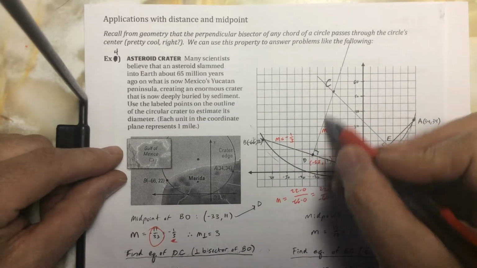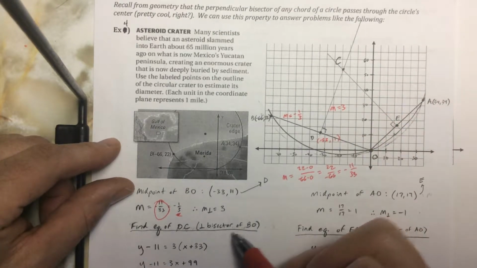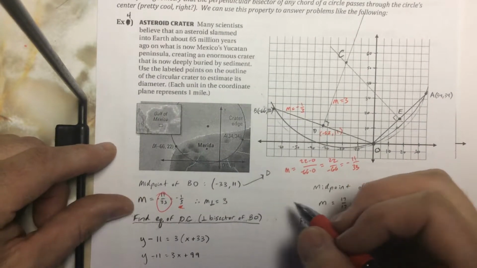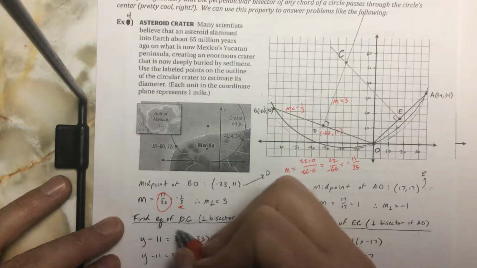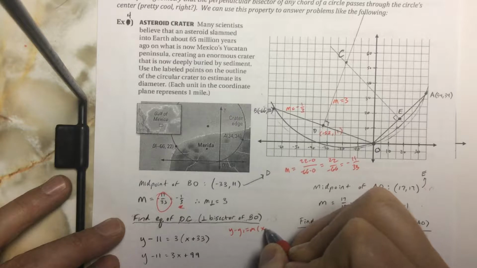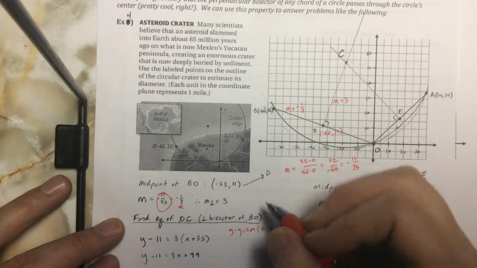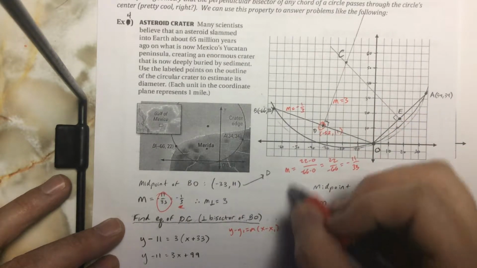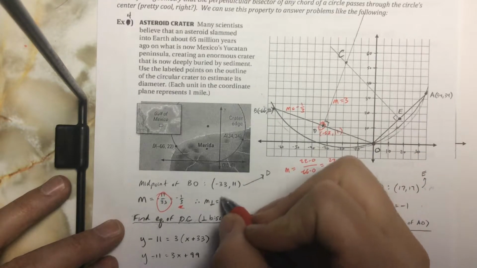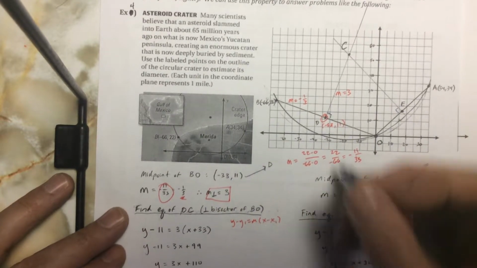So now we want to find the equation of this line here, the equation of DC, which is the perpendicular bisector of BO. So we're going to use our point slope form, which is y minus y sub 1 equals m times x minus x sub 1, where the x sub 1 and y sub 1 just come from some point. Well, the point that we have is our midpoint, that negative 33, 11. And our slope, make sure you use the correct slope here, is that guy. The 3, not the original negative 1/3 that we had, because we're trying to find the equation of this line, not the chord.